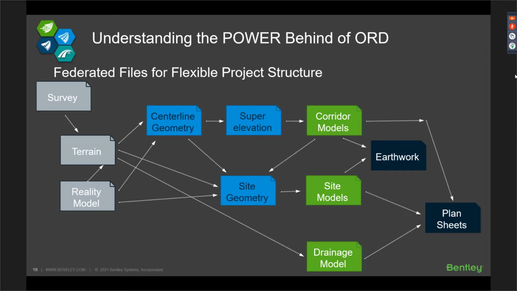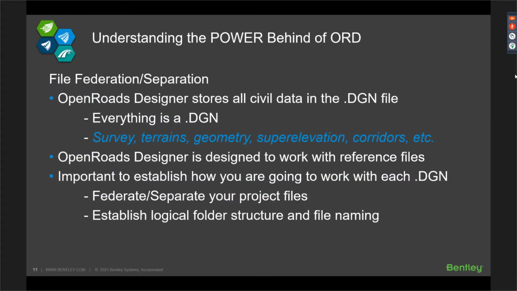So this is the best practice. Do not put all your civil data in one file. And this is one of the best practices we always teach or more or less evangelize to our users. And why is this important? It is important because you store all your civil data in a DGN file. So meaning to say everything is in that DGN, including survey, terrain, geometry, super elevation, corridors, etc. And OpenRoads is actually designed to work with such a file federation approach.